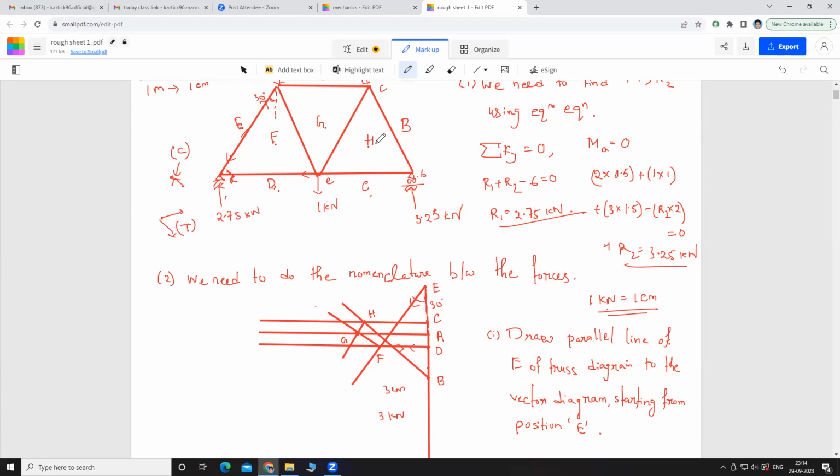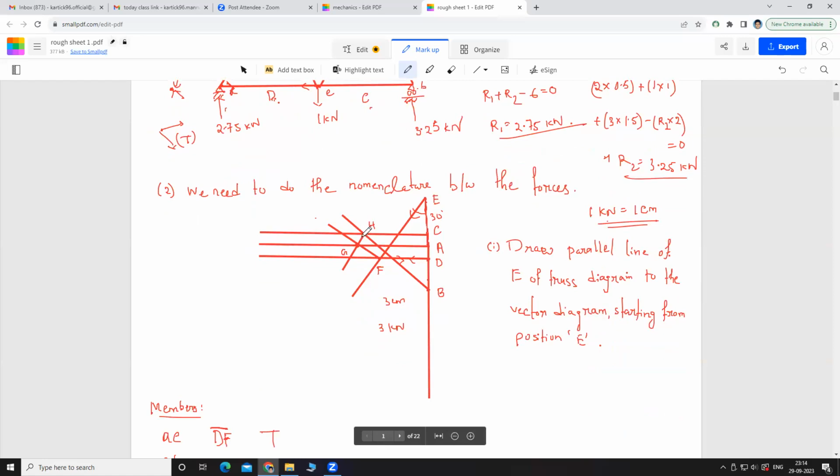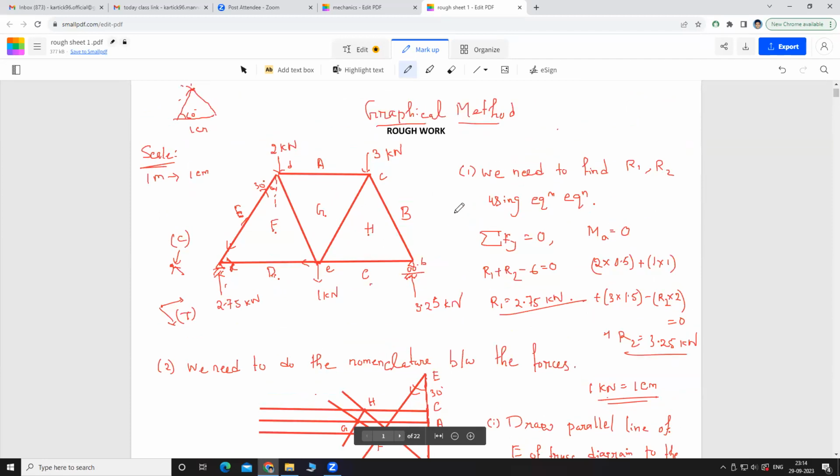Between G and H, suppose. Not between G and H, for this member actually. That is the EC member, from G to H or H to G, whatever. That is the length, so you can measure this one and put the value here. So that is your EC member. Now tell me if it is in compression or tension, from G to H in this direction.